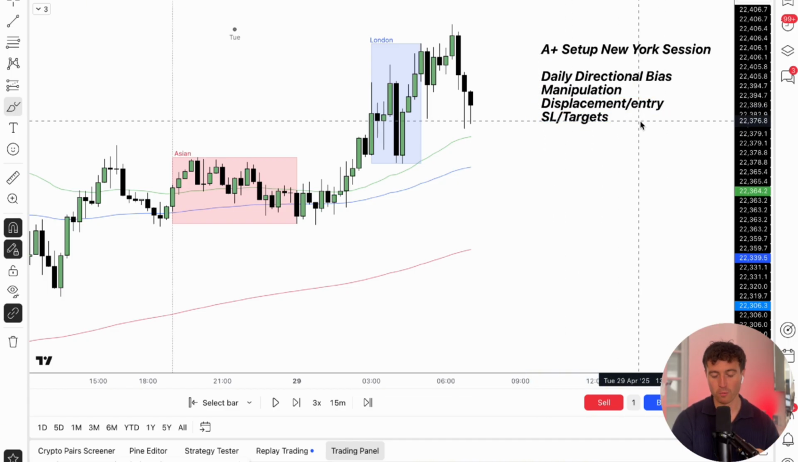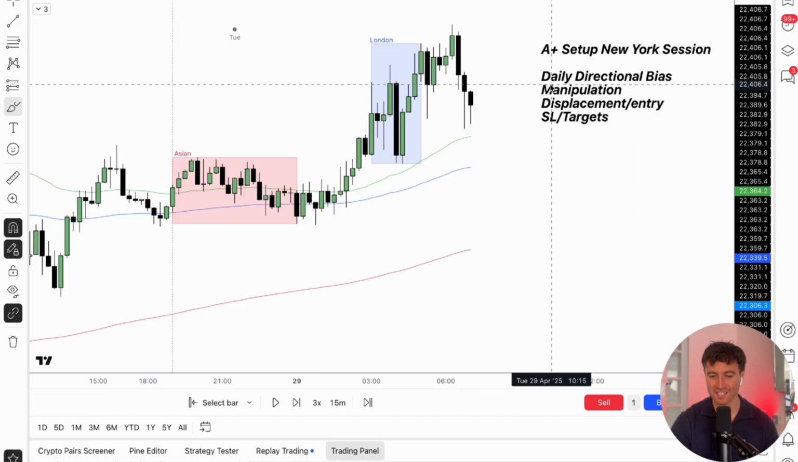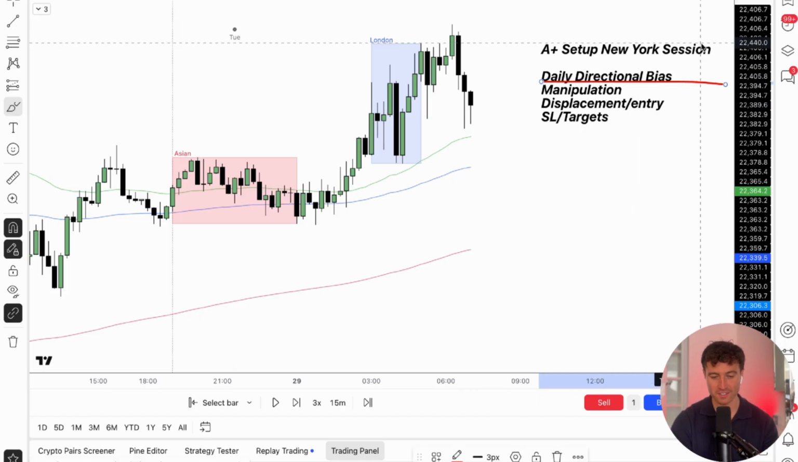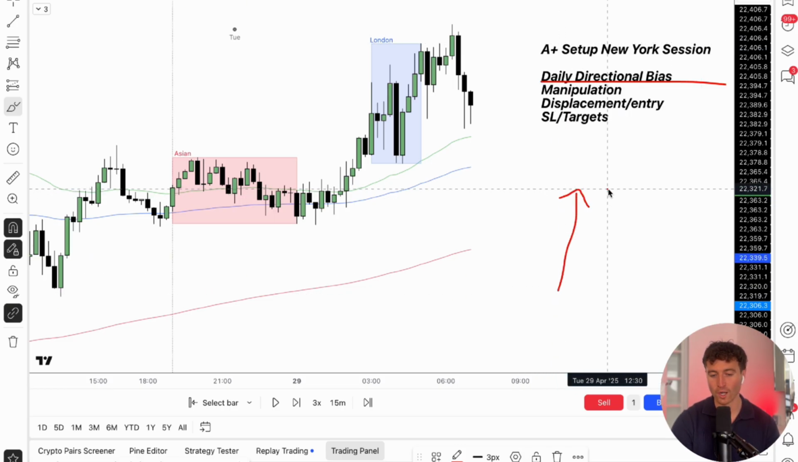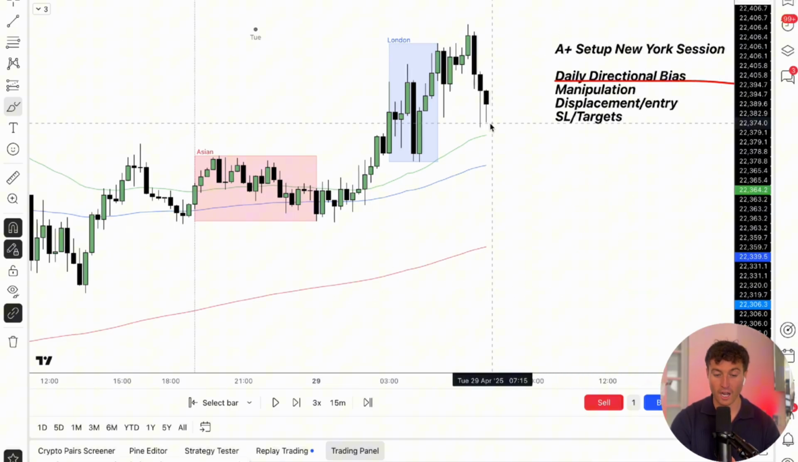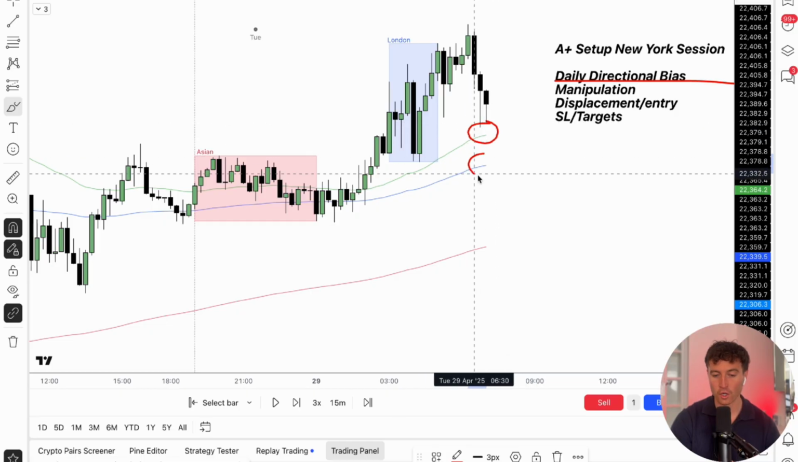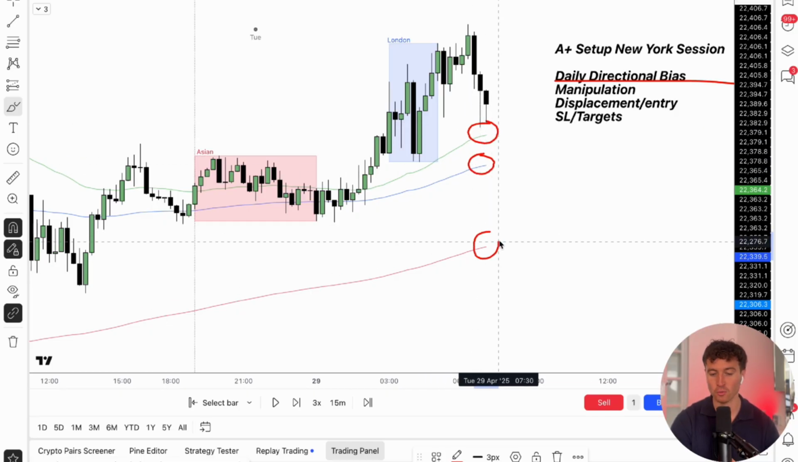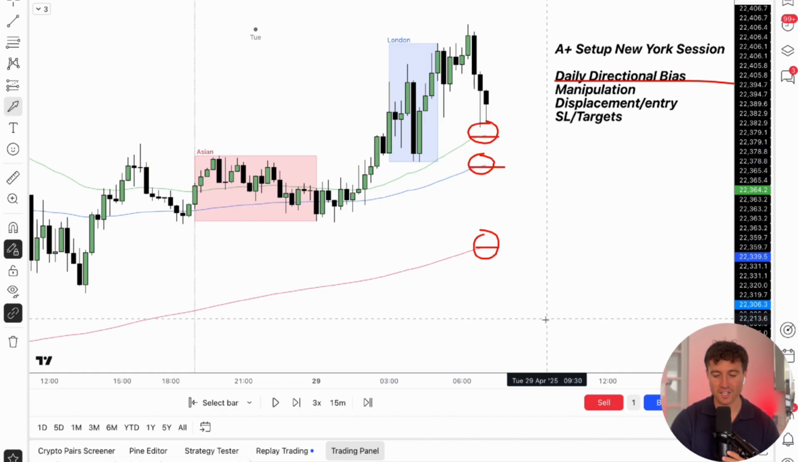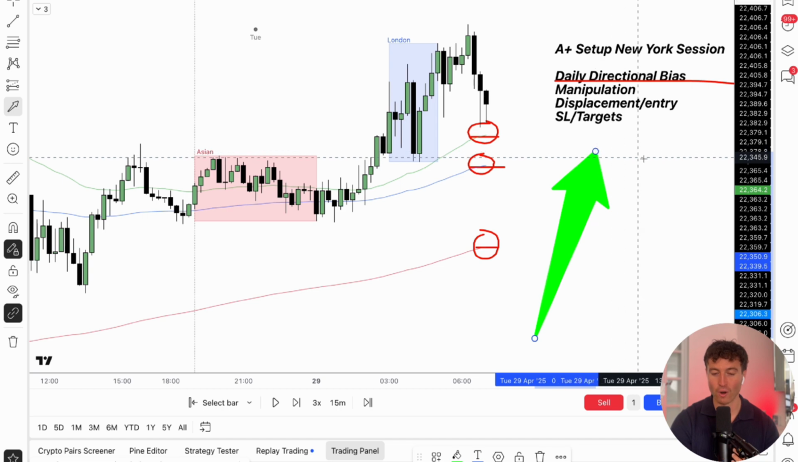Most traders are going wrong because they have a subjective way of identifying their daily directional bias. And all that simply means is, are we looking for long opportunities today, or are we looking for shorting opportunities today? I personally use the 50, 100, and 200 exponential moving average. When the 50 EMA is greater than the 100, which is greater than the 200, this indicates a long daily directional bias.